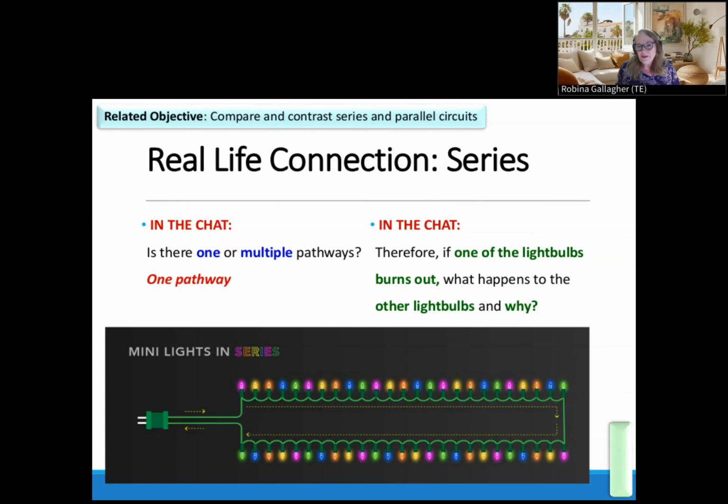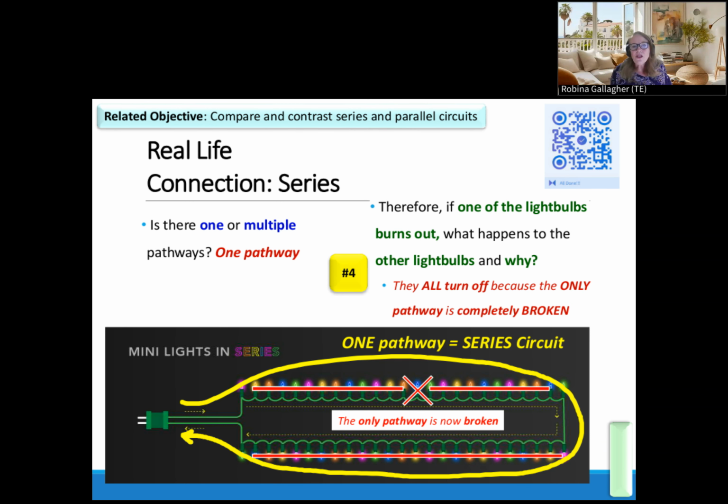Cooper's got it. What happens to all the other light bulbs? All the other light bulbs turn off. Yeah, exactly. Good job. Okay. So that's the answer to question number 4. When we have a series circuit, if one light bulb is broken, all of them are.